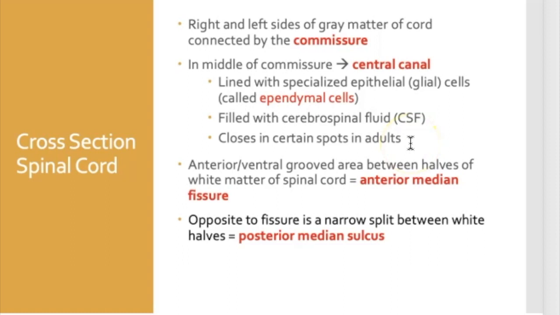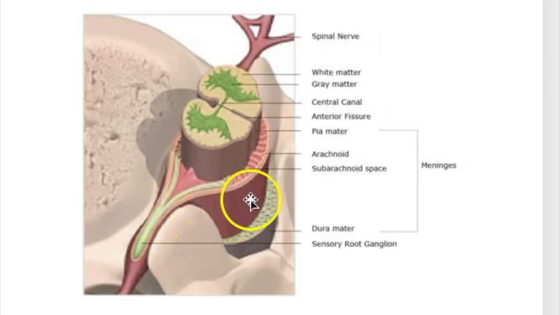We can see two sort of splits along the midline of the spinal cord. There's the anterior median fissure and the posterior median sulcus. In this diagram of the spinal cord in cross section, we can see the fissure here on the anterior surface and that sulcus here on the posterior surface. And here's that commissure connecting the gray matter between the left and right halves of the spinal cord.